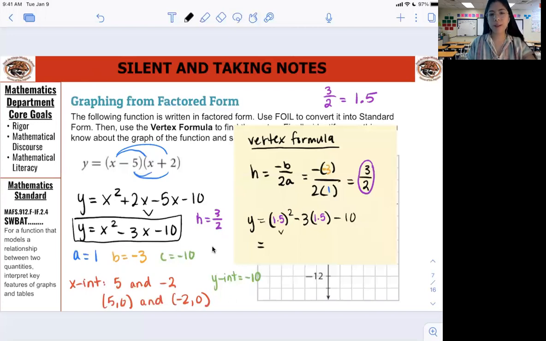1.5 times 1.5. What do we got? 2.25. 3 times 1.5. Negative 4.5. And then minus 10. So again, you can use your calculators. Go ahead. What is 2.25 minus 4.5 minus 10?